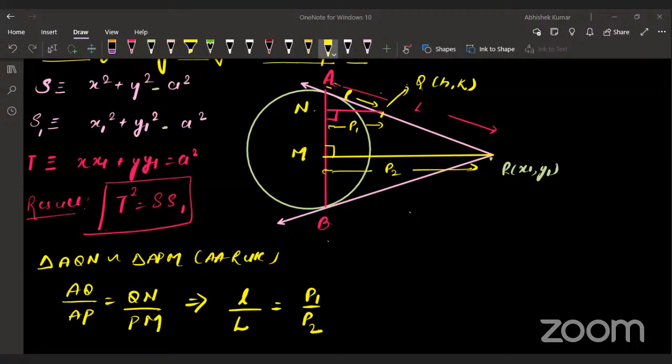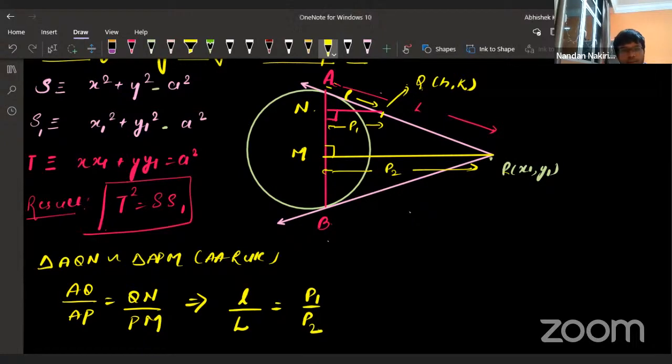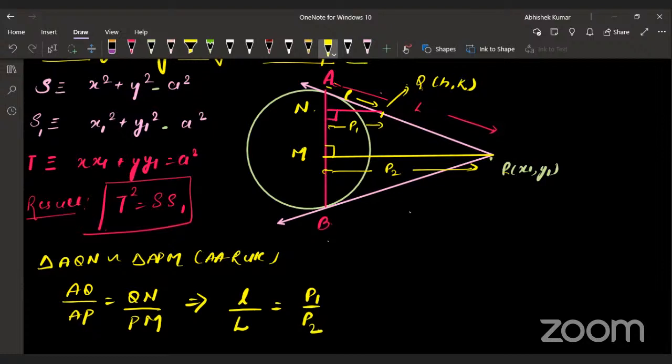All right. Now, what's the length of a small l if you use the Pythagoras theorem, guys? Can someone tell me? What will be the length of a small l if you use Pythagoras here? P1 square plus a small l, P1 square plus square. No, what is AN then?